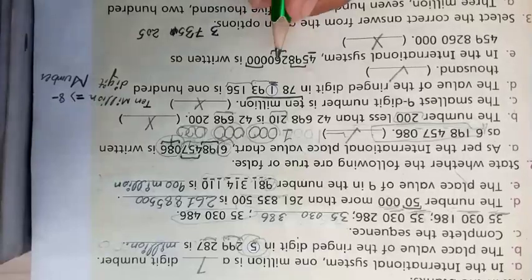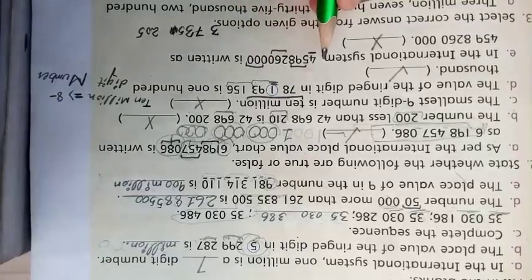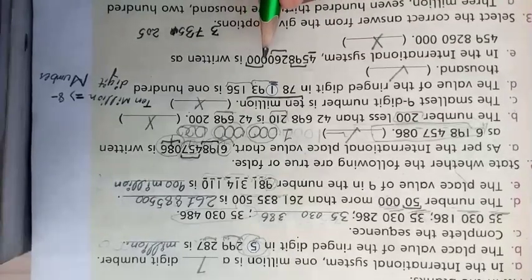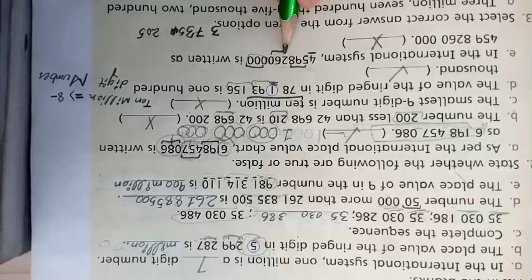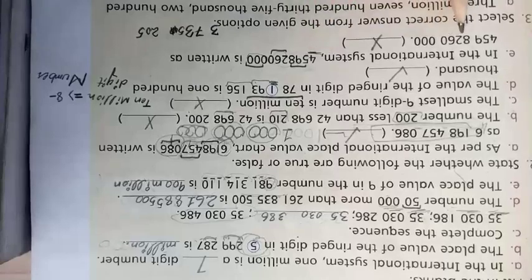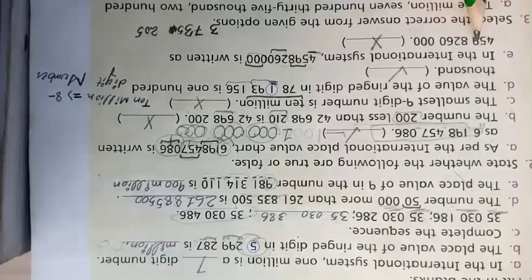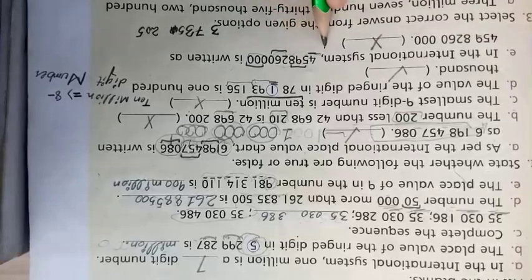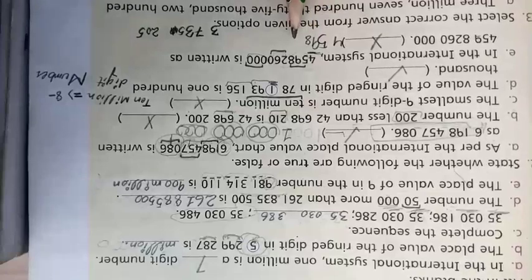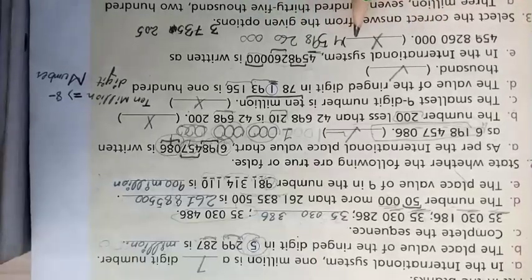498260000 is written as this. No, this is not true, because when we divide a number into 4 equal parts, we get the real sequence of the number. 000 is the unit place, this one is the thousand place, this one is the million place, and this is the billion. So 4 is separate: 4 space 598 space 260 space 000. This is the true way to write a number. So this statement is false.